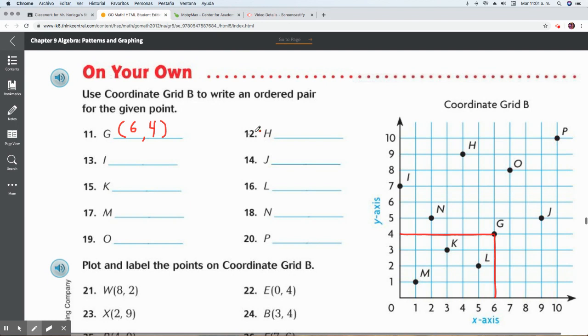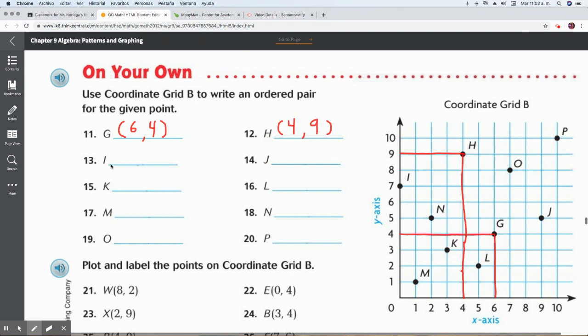Number 12, where's letter H? Letter H is right here. Again, to find the first number in our ordered pair, we draw a line segment that touches the x-axis, and that is a 4. For the next number, we draw a line segment that touches the y-axis, and that will give you a 9.